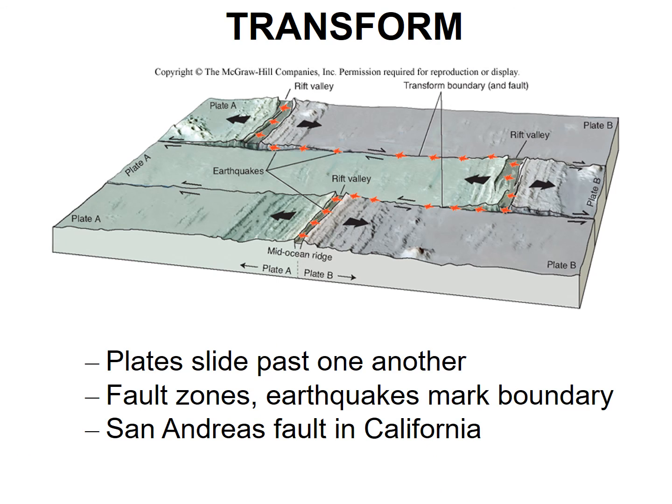Transform boundary. This is the third and the last type of plate boundary. Plates slide past one another. There is no construction or destruction of the crust at transform plate boundaries. Fault zones and earthquakes mark the boundary. You can expect to see lots and lots of earthquakes at this type of plate boundary. San Andreas Fault in California is an example of a transform fault or transform plate boundary.